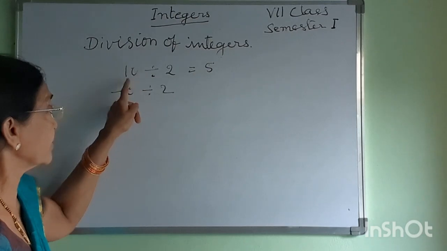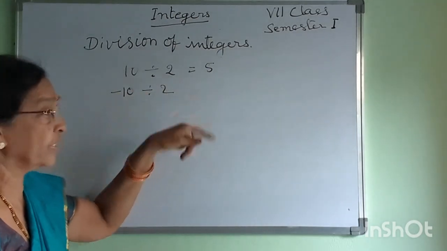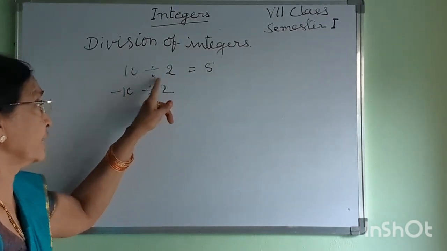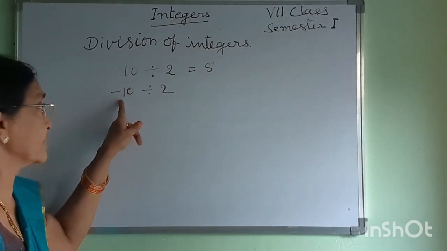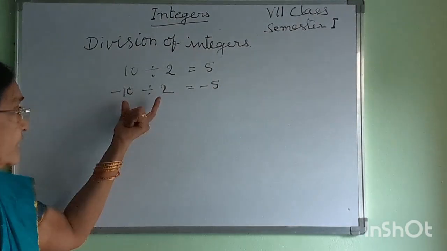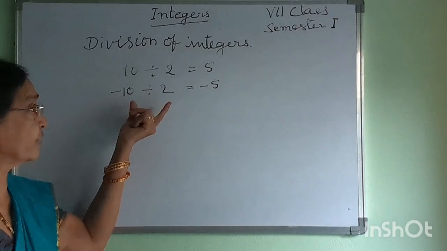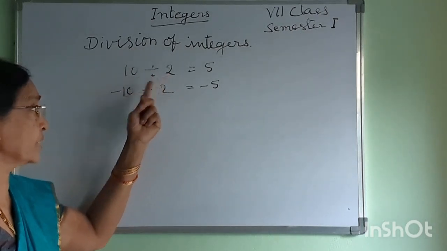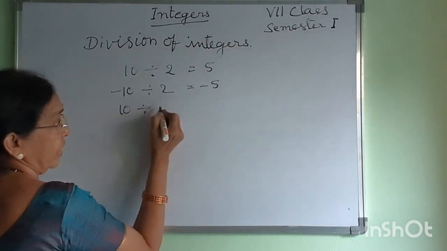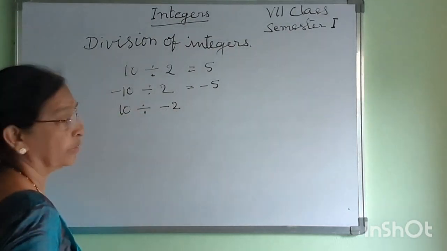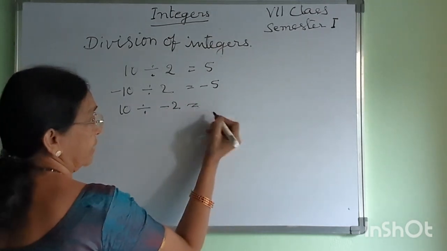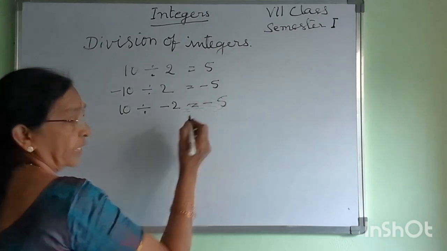And this is divisible by this without any remainder, we get an integer. So 10 divided by 2 is equal to 5, but minus 10 divided by 2 is equal to minus 5. We divide the two integers just like we divide the whole numbers and put the negative sign. Similarly, if the negative sign is for the other number, minus 2, we divide just like whole numbers, 10 by 2, 5, and put a negative sign.